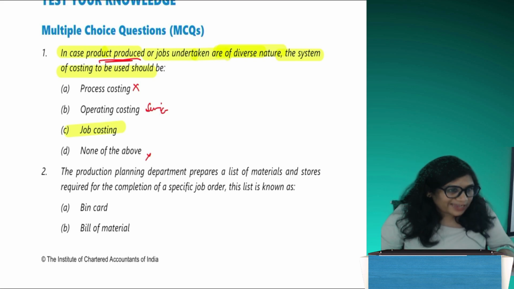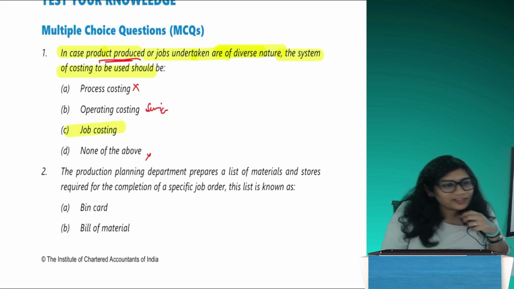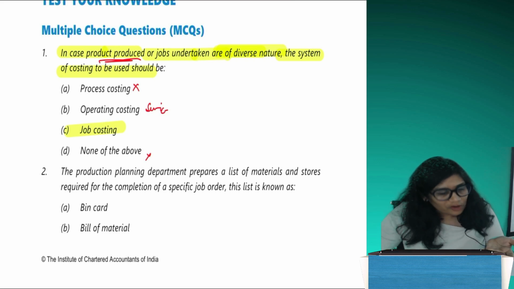Now when you go to a tailor to ask the tailor to stitch something, everybody's specifications will be different. Mine will be different from yours, will be different from his, right? So there job costing works because for each order you have to prepare a separate cost sheet. Okay, next. So answer is C.